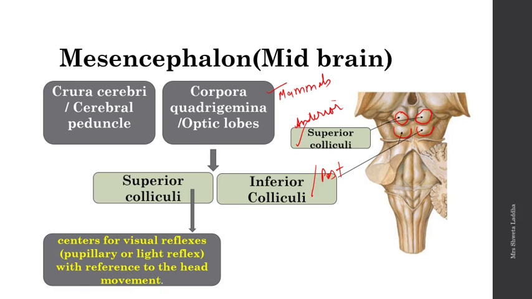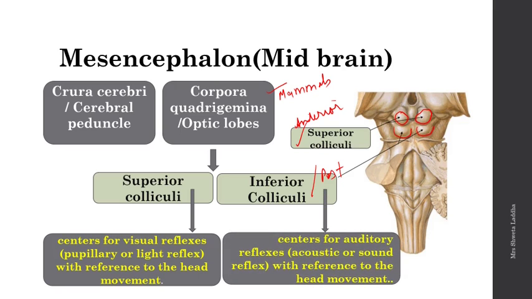I'll give you a simple example. When you're watching a tennis match, every time the ball goes from the left player to the right player, we don't move our head entirely from left to right. We just move our eyeballs with the movement of the tennis ball, or even while watching the shuttlecock during badminton matches. So these visual reflexes, the movement of the eyeballs, are controlled by the superior colliculi.